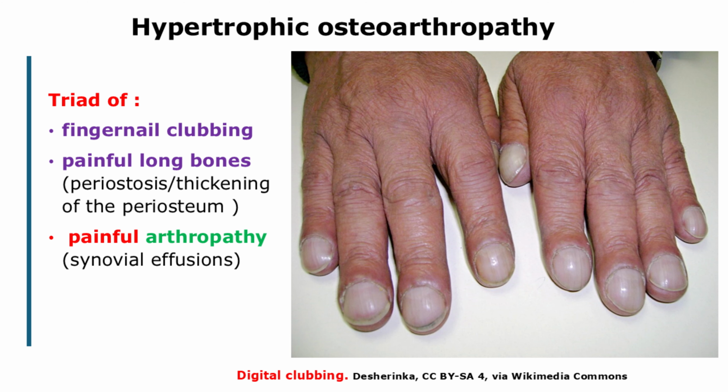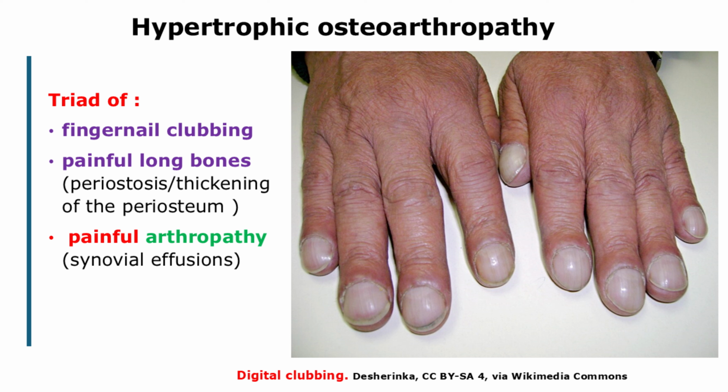Hypertrophic osteoarthropathy is characterized by the triad of clubbing of digits, painful long bones, and symmetric bilateral painful arthropathy. Hypertrophic osteoarthropathy is a paraneoplastic syndrome associated with lung cancer. The painful arthropathy is due to joint enlargement and synovial effusions, for example in the wrist joints.